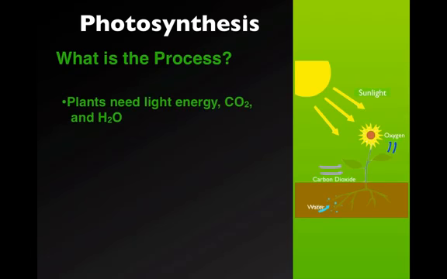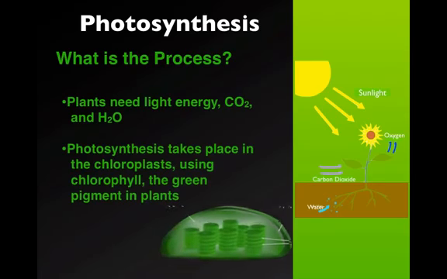Now the plant needs light energy, carbon dioxide, and water in order to have this chemical reaction take place. And the place where it happens in the plant is a little organelle, part of a cell, called a chloroplast. Okay, so there's chlorophyll, and that's what makes the plant green. That chlorophyll is actually able to use the energy from the sun to convert water and carbon dioxide into sugar.